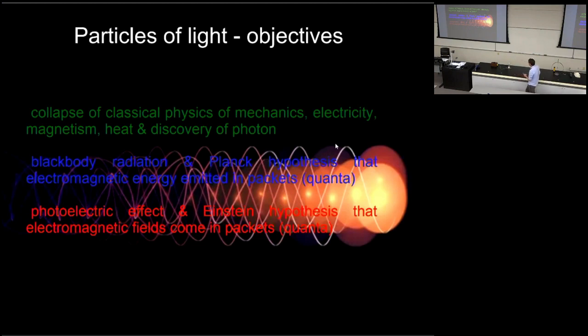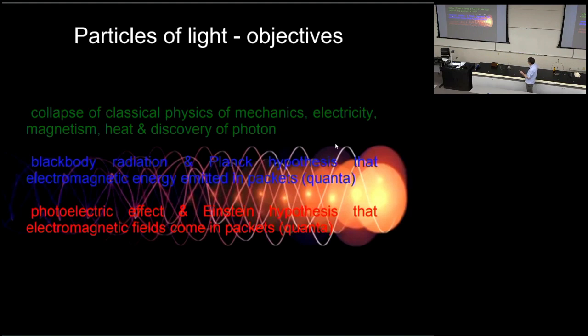Okay, specifically today's class. I want to spend a few minutes talking about what was considered the collapse of physics. The collapse of classical physics happened more than 100 years ago, 120 years ago. It was the collapse of the physics of mechanics, electricity and magnetism, and heat. It was a collapse because things were discovered, things were observed that didn't fit into the theories of mechanics, electricity, magnetism, and heat.